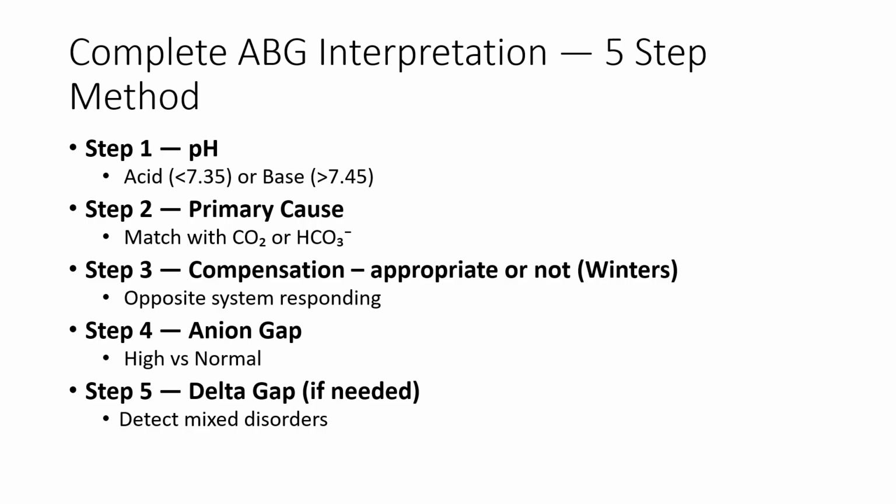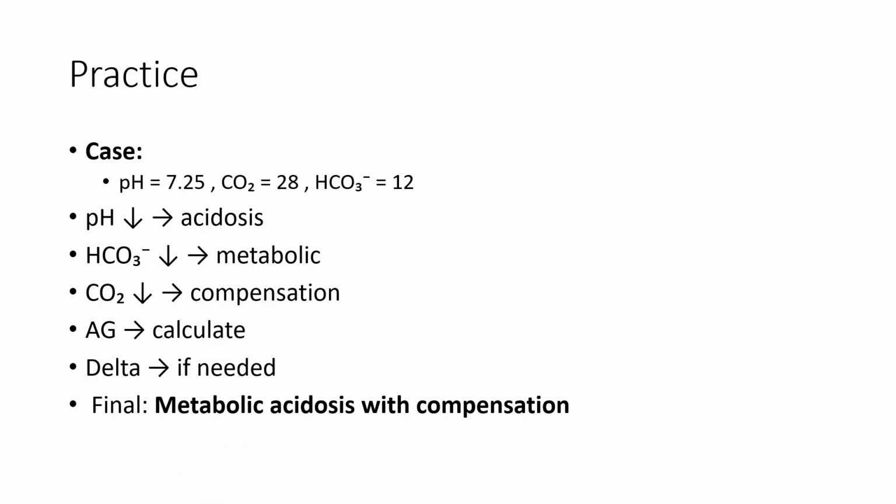So basically, if we have to summarize, the first step is not this. There is also a step 0. That is, you first check whether the report is consistent or not, whether the report is valid or not. Then you check the pH, whether the patient is acidotic or alkalotic. Then you check the cause by checking the CO2 and bicarb values. Then you check for compensation. Then you check for anion gap. If it is high anion gap, you check for delta gap to make sure it is not a mixed disorder.